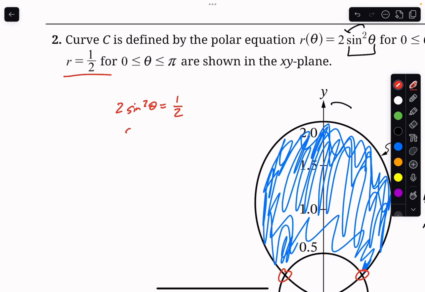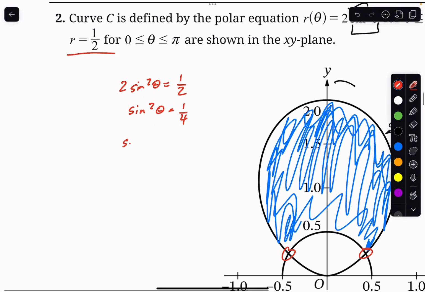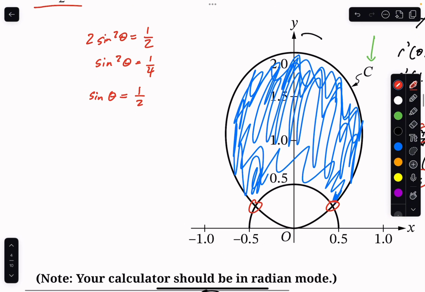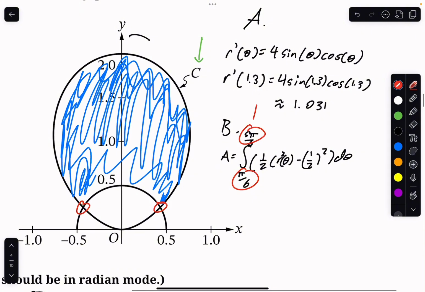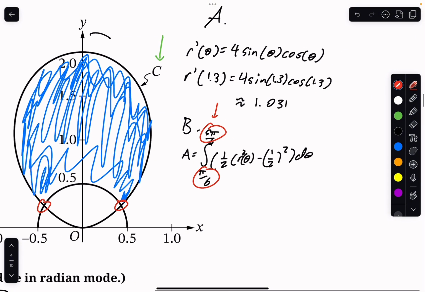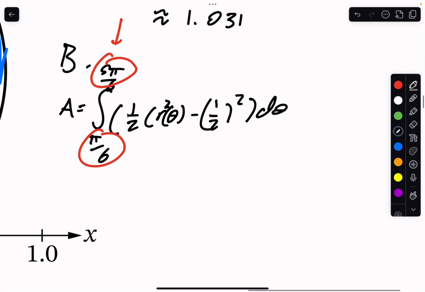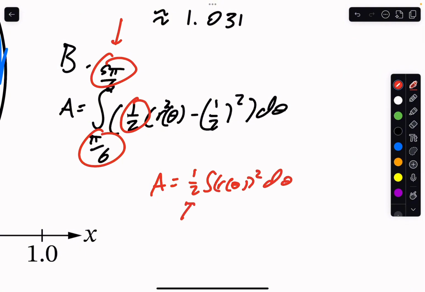Let's solve for theta. We have sine squared theta is equal to 1/4. Don't forget your algebra. Then we have sine of theta is equal to 1/2. Obviously, that'll give us theta is equal to pi over 6 and 5 pi over 6, just like that. And that's how I got these bounds right here. You plug that in. Now, you'll see right here, I put a 1/2. That's because area is equal to 1/2 integral of r of theta squared d theta. So that's the 1/2 right there.